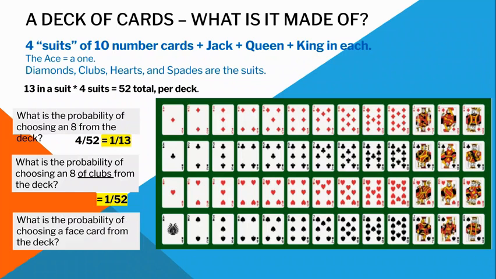What's the probability I choose a face card? Now, all of these jack, queen, and king, those are all considered face cards. So if you look at that, you'd notice there are 12 of them. So 12 out of 52 reduces to 3/13.